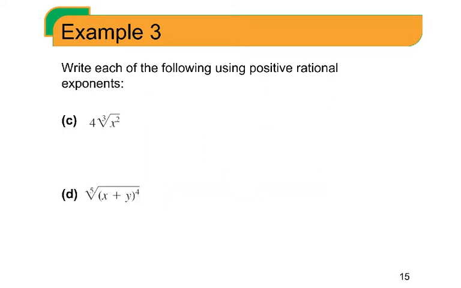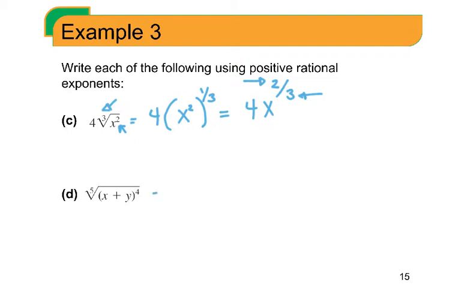All right, so let's see. The 4 is not inside here, so I'm going to just put it outside my parentheses. And I'm going to write this as x squared to the 1/3 power. And then I say, oh, of course, this will be 4x to the 2/3 power, right? This is the power that goes in the top. This is the root that goes in the bottom of our fraction. And this one is the fifth root of this expression.